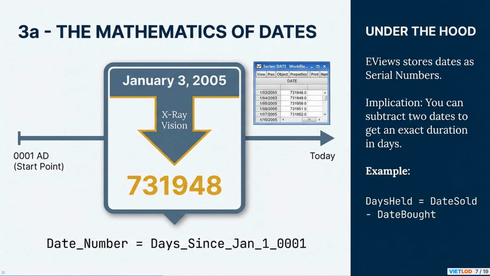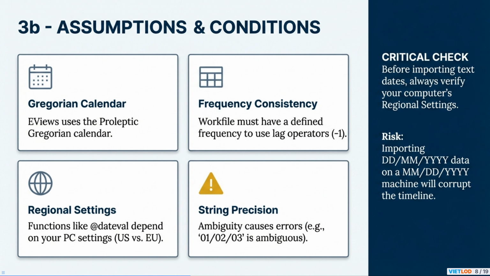A classic example is in finance, where calculating the holding period of a stock is as simple as subtracting the purchase date from the sale date. The formula is days held equals date sold minus date bought. For instance, January 3rd, 2005 is stored internally by EViews as the number 731948, meaning 731,948 days have passed since January 1st, 0001.